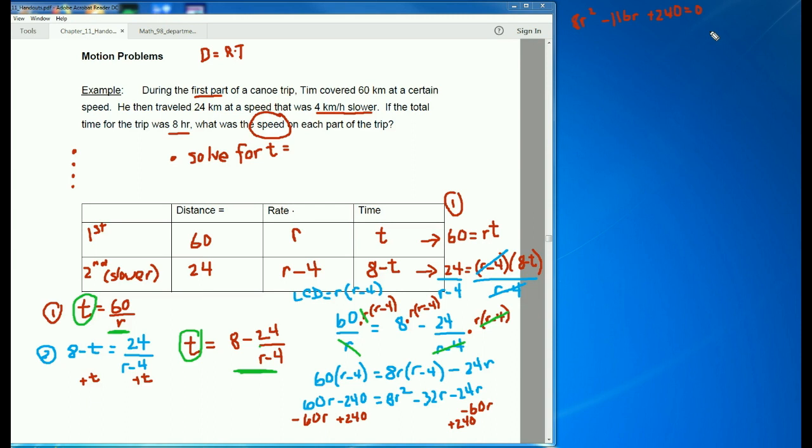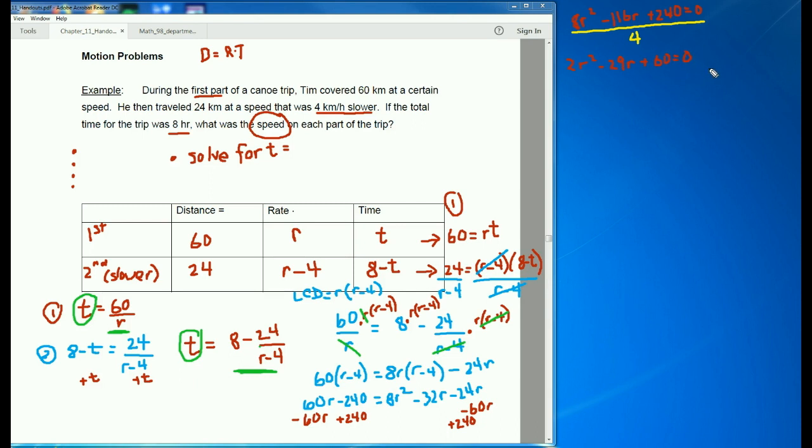Again, let's look and see if we can simplify it at all before we start to solve it. We can't divide an 8 out, but we can divide out a 4. So divide both sides of the equation by 4. Again, this is just to make it a little bit easier. And then we end up with 2r squared minus 29r plus 60 equals 0.